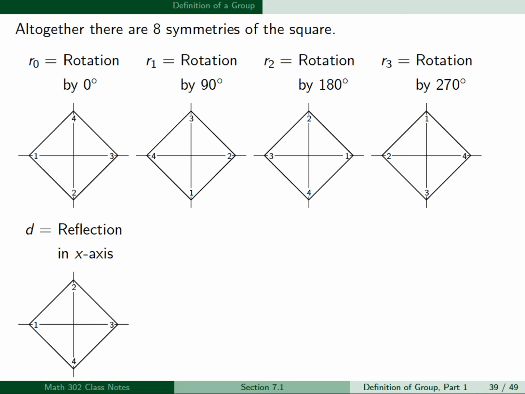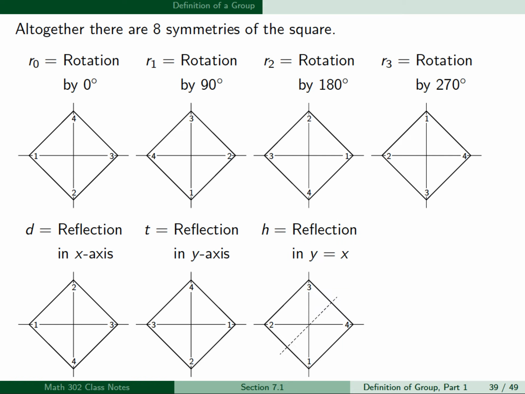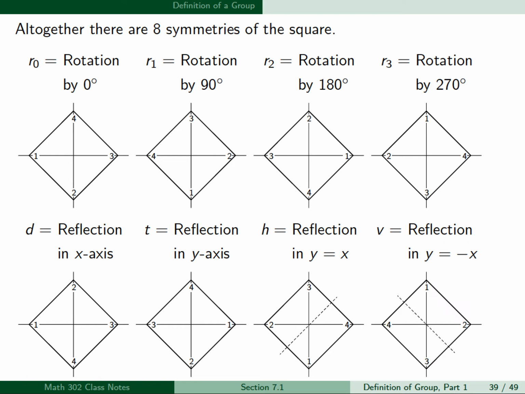And the rotations are all taken in the counterclockwise direction. And then we have 4 reflections. We have the reflection in the x-axis, a reflection in the y-axis, or about the vertical. We can reflect about the line y equal x, and we can reflect about the line y equal minus x.